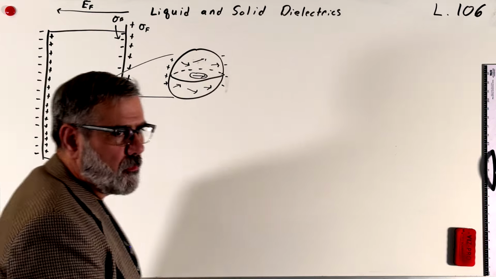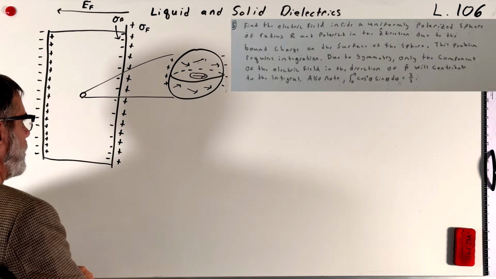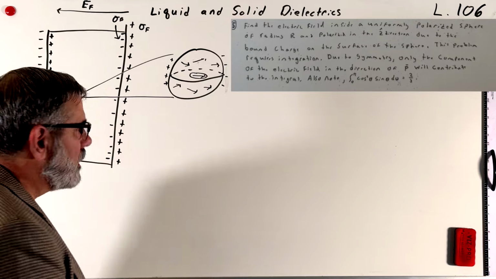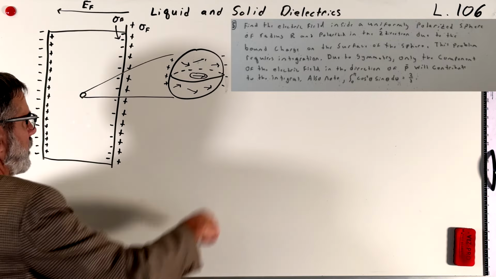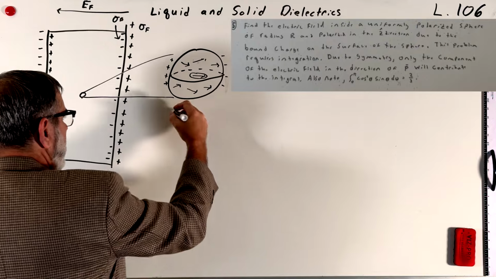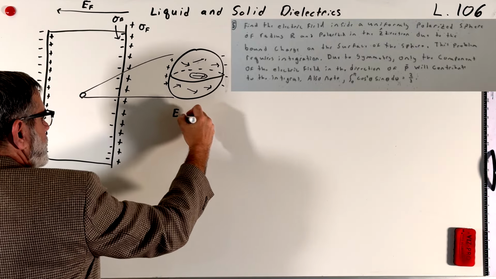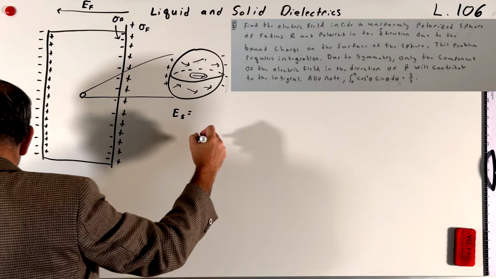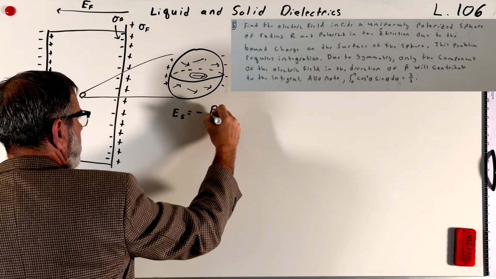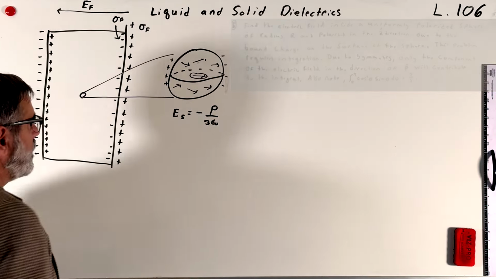Well, in the last homework assignment, we had a problem that was very similar to this. In fact, it may have been exactly this, where you're asked to calculate what the electric field due to the polarization looks like. And you should have gotten something like this. We'll call it E sub s, for sphere, equals minus P over 3 epsilon naught.